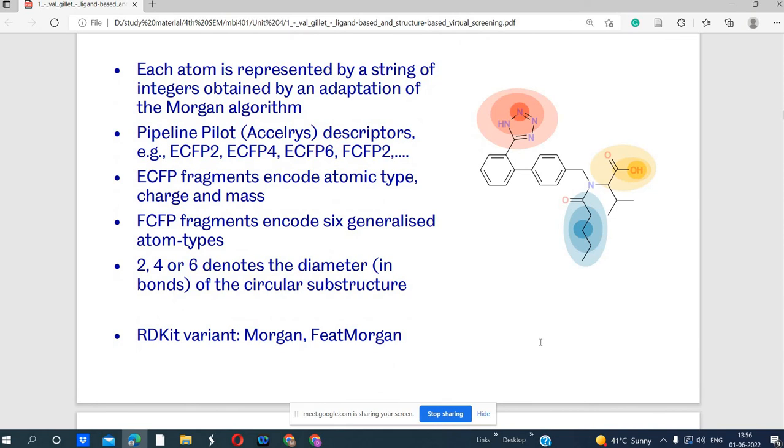ECFP fragments encode atomic type, charge and mass. So why do they use ECFP fragments? It is related to atomic type, charge and mass. FCFP fragments encode six generalized atom types, and 2, 4, 6 denote the diameter in bonds of the circular substructure. So in the figure you can see the RDKit variant.